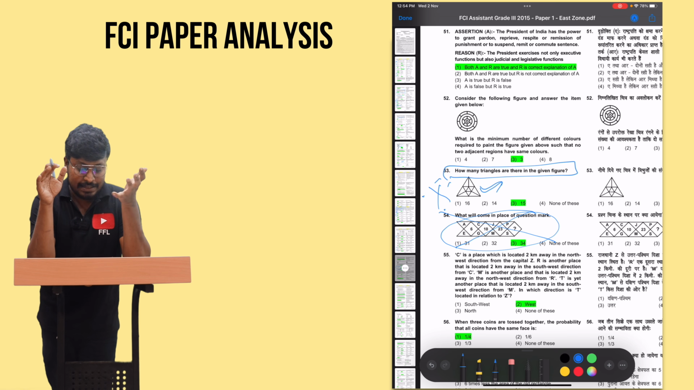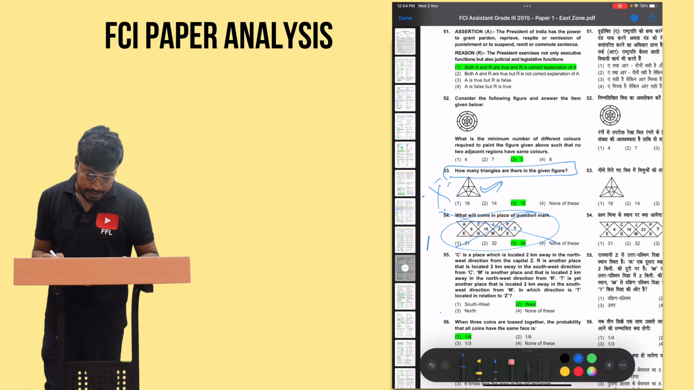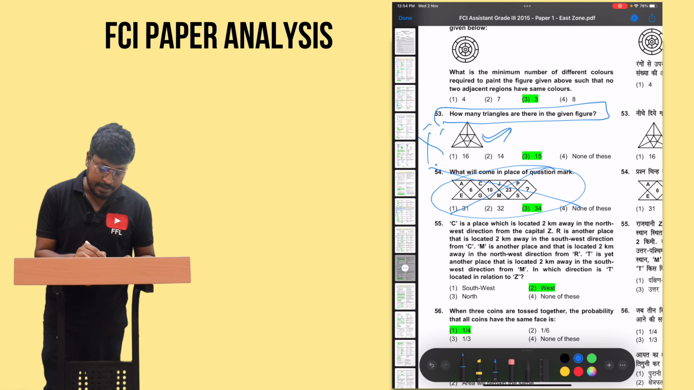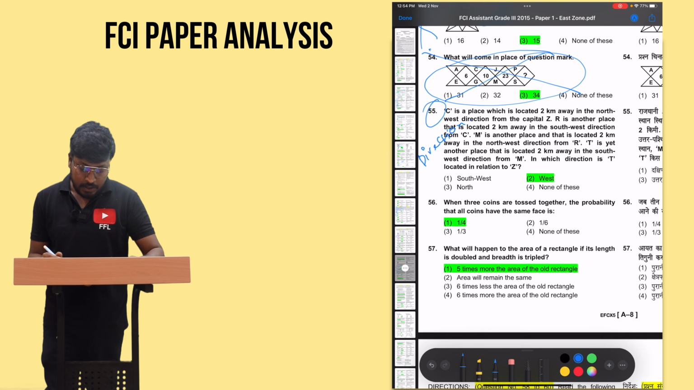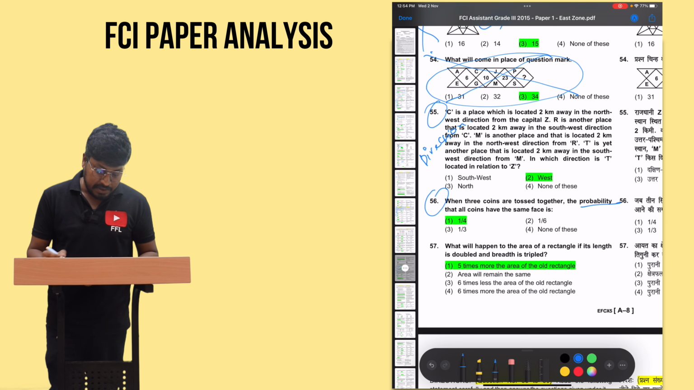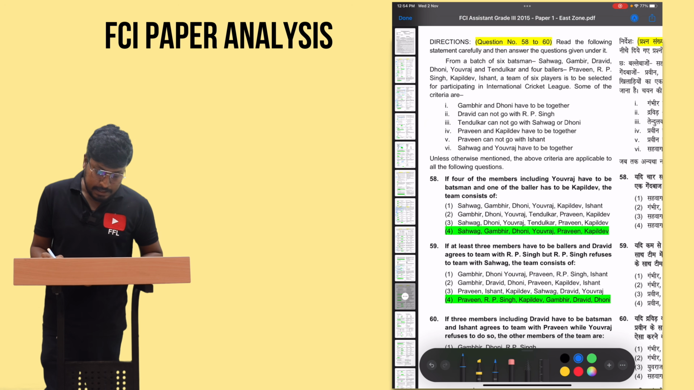So for all these exams, these topics are important, right? And then C is located 2 kilometers away from capital R. It's a direction-based question. Then 3 coins, it's a probability question, and a rectangle length measurement question. And then 6 players selected participants.